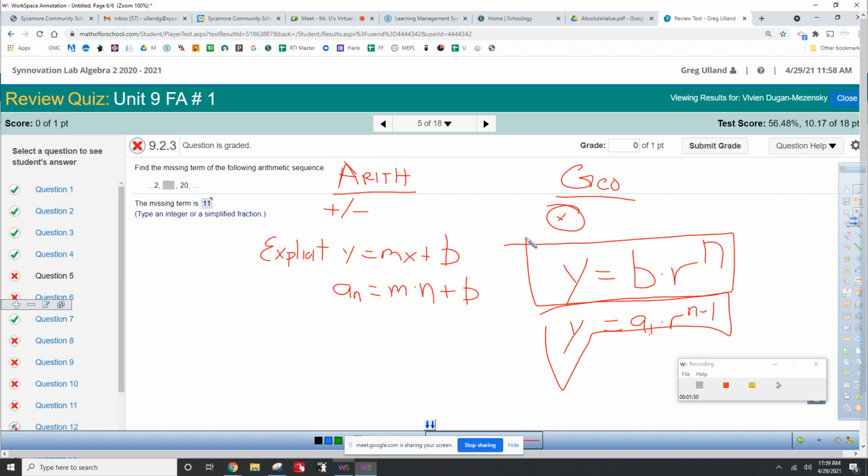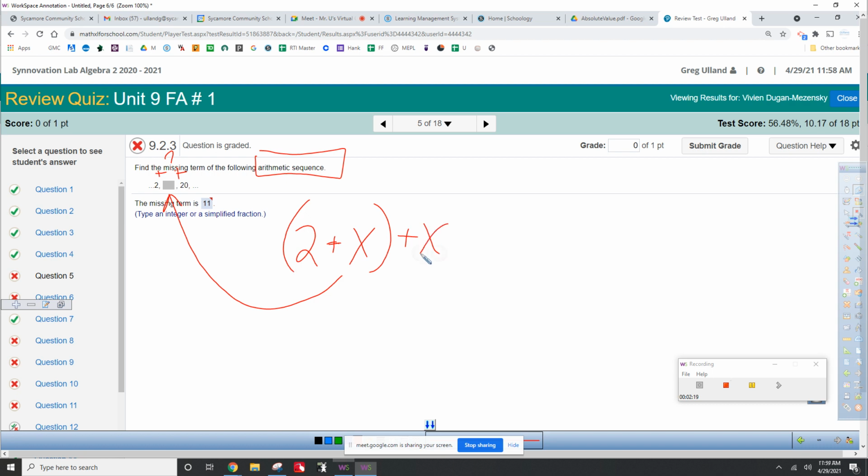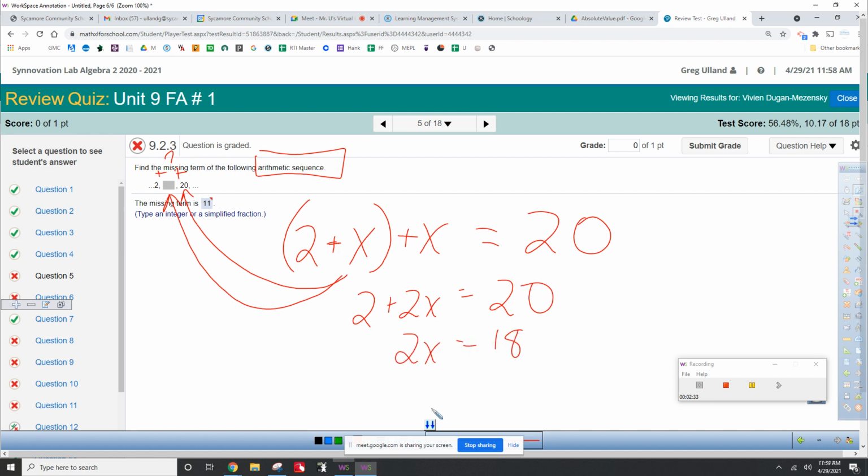Okay? All right, so now let's look at your test. It says it's arithmetic, so you know you're adding in this one. So 2 plus, let's just say x. That's going to be that term right now, but you don't know what that term is. But if you added x to that term, that would give you 20. So now we just solve this. 2 plus 2x is 20. 2x is 18. So x is 9.